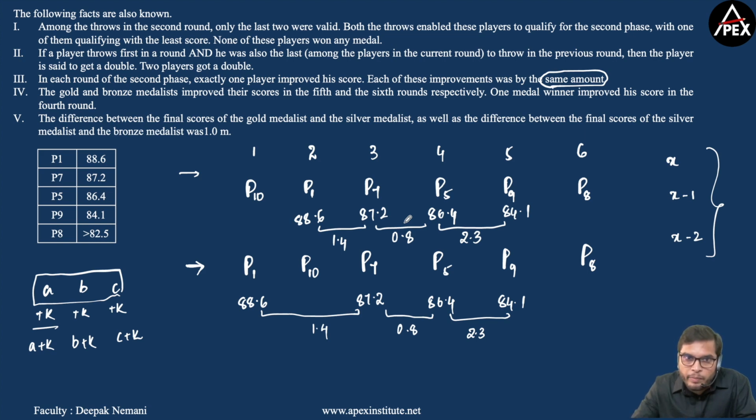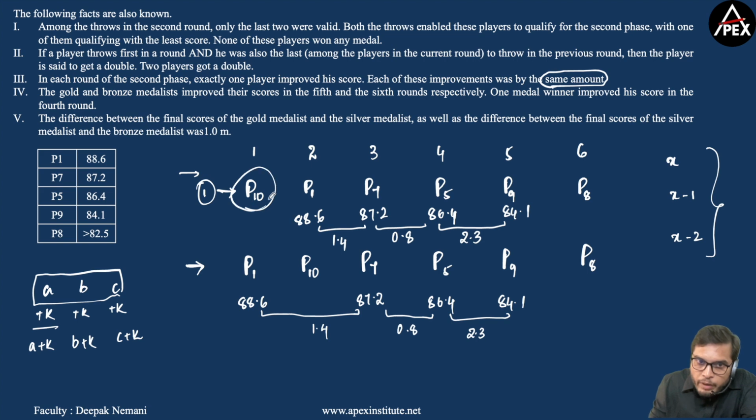So the gold and bronze medalists improved their scores in 5th and 6th rounds respectively. One medal winner improved his score in the 4th round, and that medal winner can be either a gold medal winner or a bronze medal winner as well. If I consider there are only two persons improving their scores, in the first scenario, you will be having P10 getting some medal. It can be either gold or bronze or silver. But as per the first statement, you cannot have P10 winning any medal, because you can have only two persons out of these four, P1, P7, P5 and P9 improving their scores.